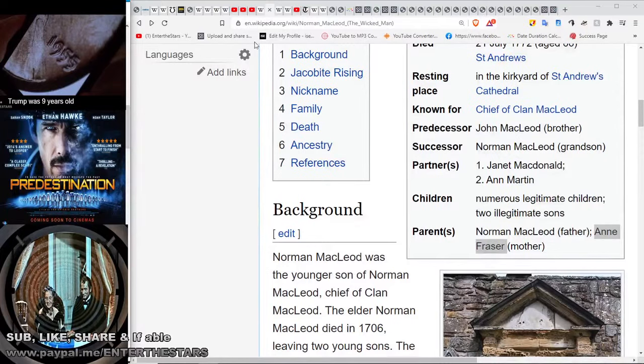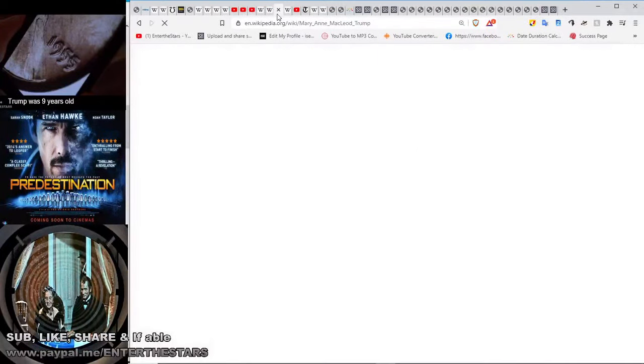And of course, the McLeod clan is from the Isle of Lewis, like Trump's mother, Mary Ann McLeod. And it's weird. She was mugged on Halloween.